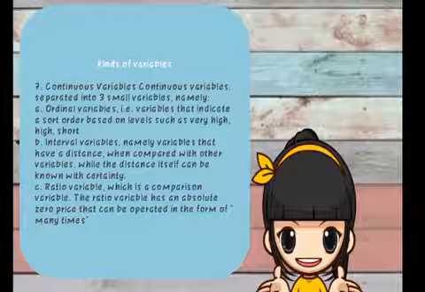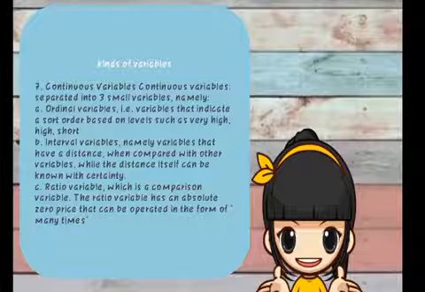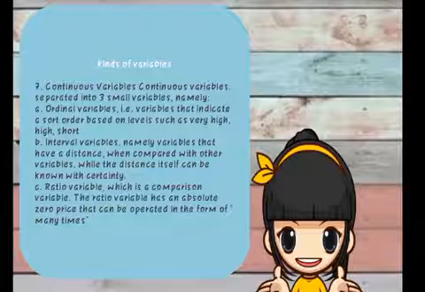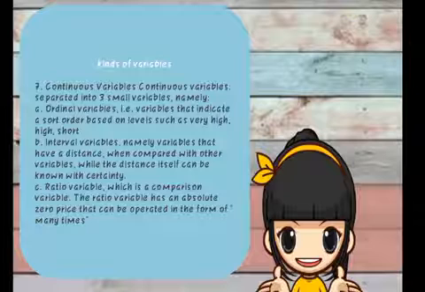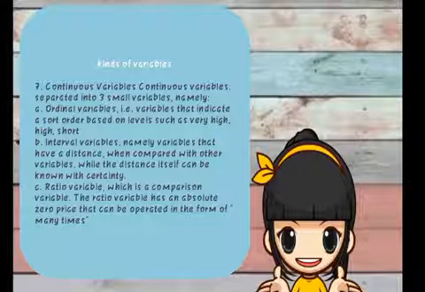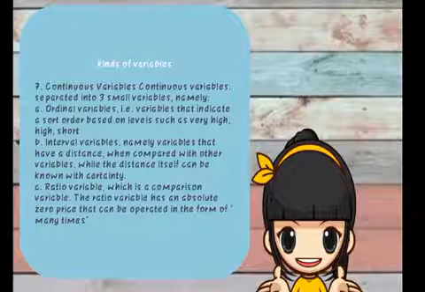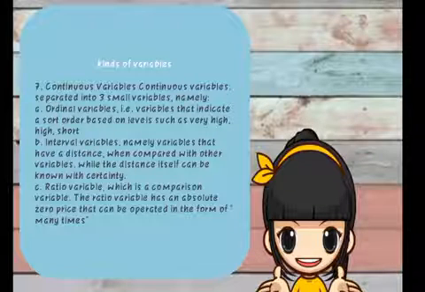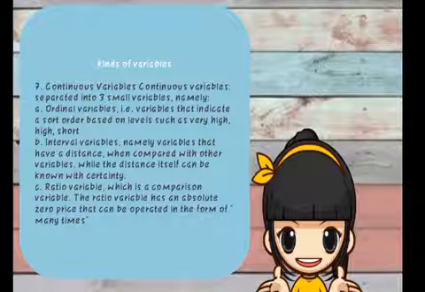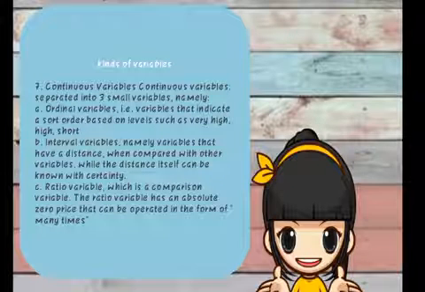Continuous variables are separated into 3 small variables, namely 1, ordinal variables, which are variables that indicate a sort order based on levels such as very high, high, and short. 2, interval variables, namely variables that have a distance when compared with other variables, while the distance itself can be known with certainty. And number 3, ratio variable, which is a comparison variable. The ratio variable has an absolute zero value that can be operated in the form of many times.